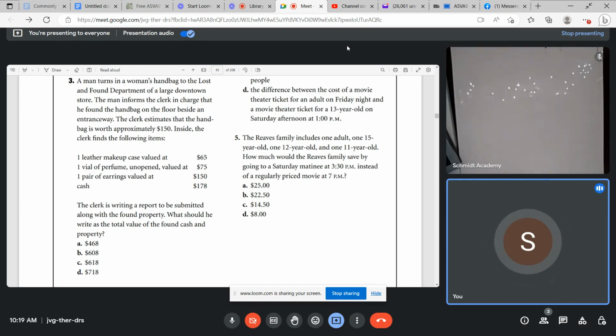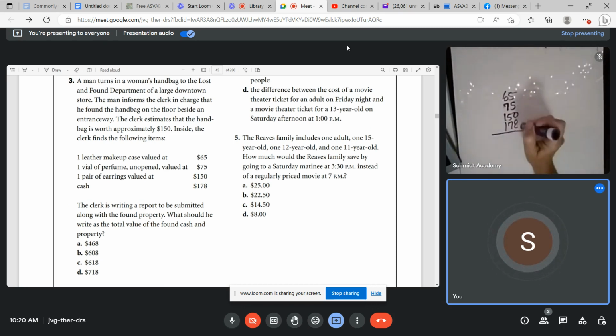Well, that's just a little tricky. We just pay close attention to the question. What should they write as the total value of the cash and the property? Okay, well, let's total up everything that we see here. So we see makeup as 65, perfume as 75, earrings at 150, and cash of 178.